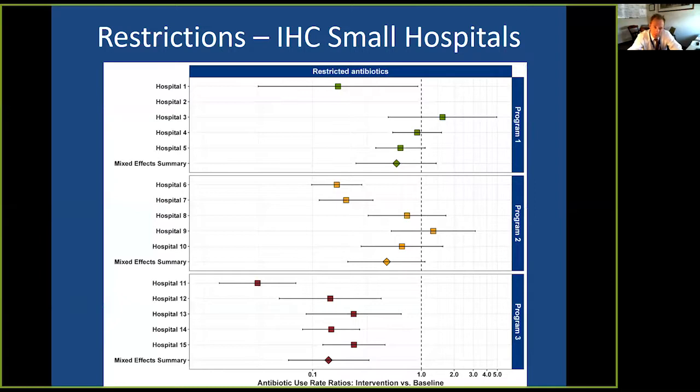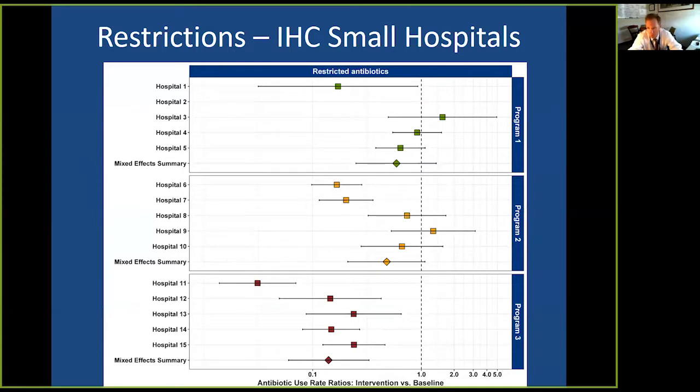So within Intermountain Healthcare, we did a big study that looked at stewardship in small hospitals, and one of the components in that was restrictions. So in that top panel there, that's program 1. They didn't have any restrictions at all. They could use whatever they want.